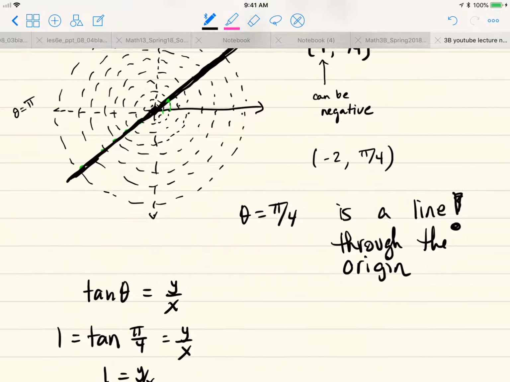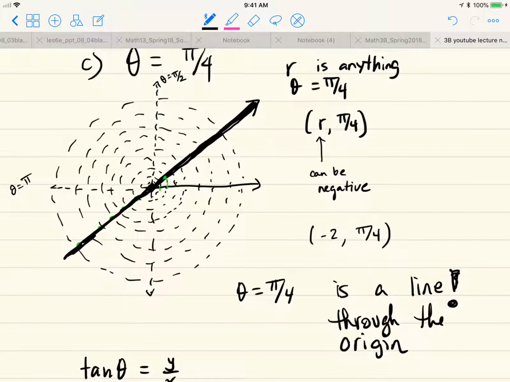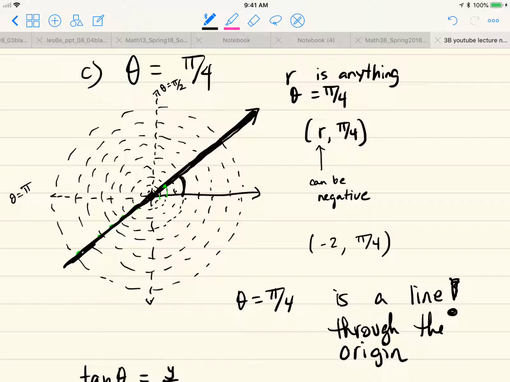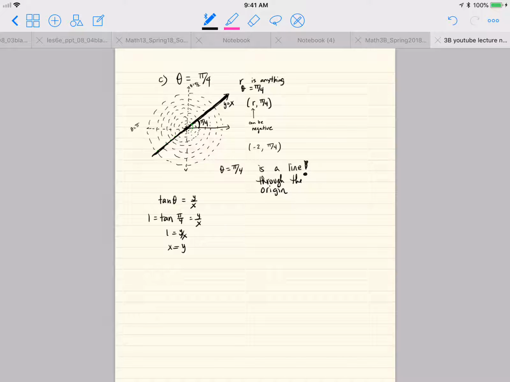Another way would be to say, hey, I know what these points are. If this is pi over 4, then this is the line y equals x. Okay, so we've got our equation and our description.